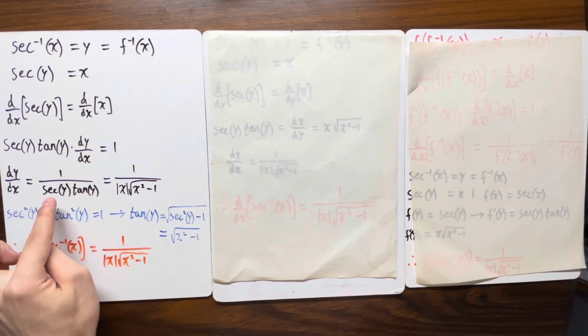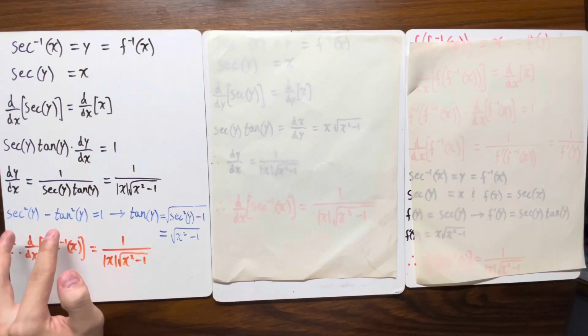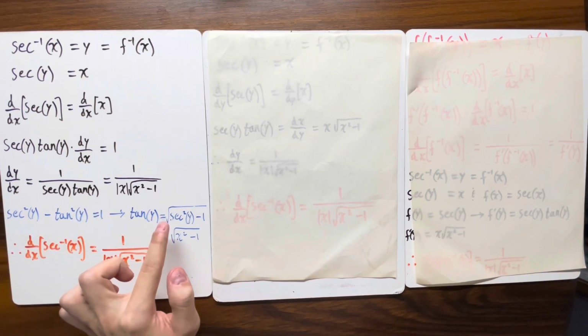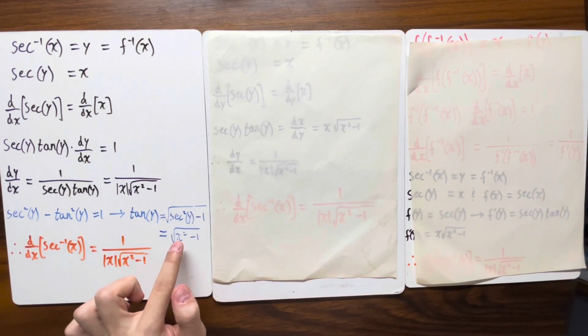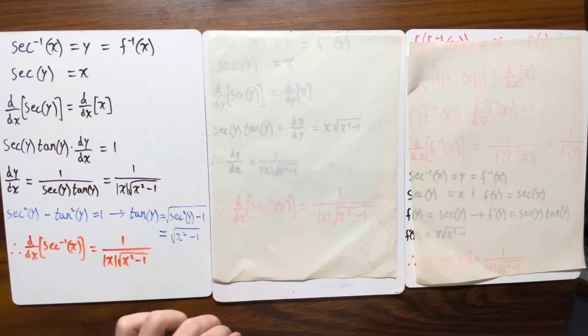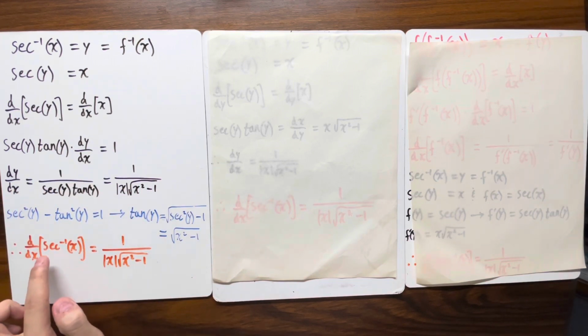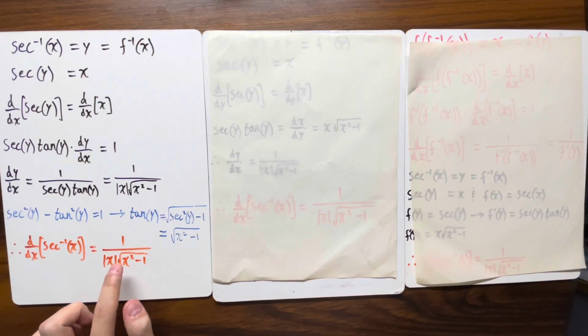But what is secant y? Well, that was x. And what is tangent of y? Using this identity, we can see that tangent of y is equal to the square root of secant squared minus 1. And again, secant is x, so this is the same thing as the square root of x squared minus 1. And so this is the answer. We can say that the derivative of secant inverse of x is equal to 1 divided by x times the square root of x squared minus 1.